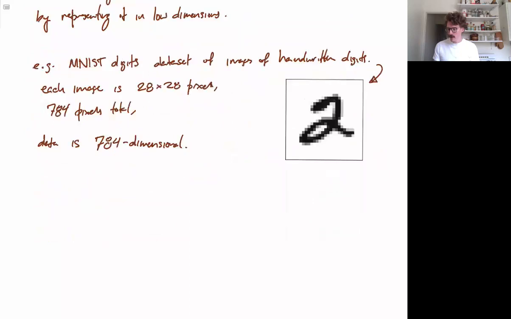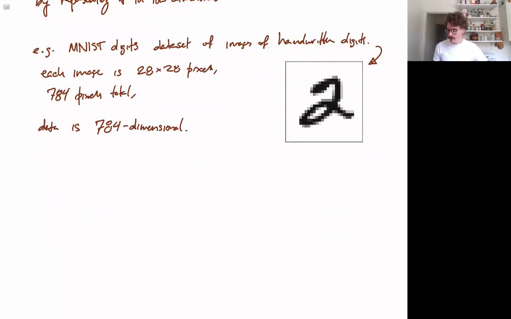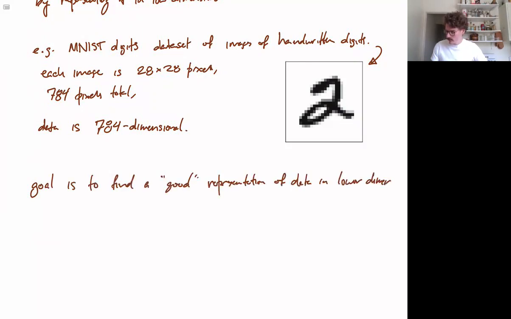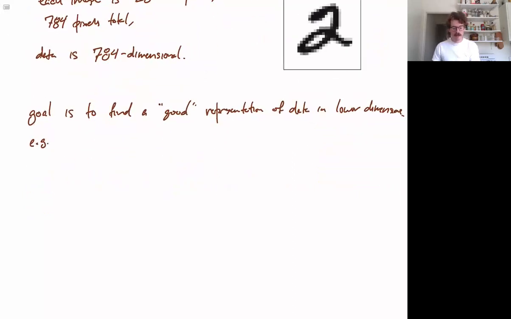So let me give an idea of what I mean by that as well. What does it mean to preserve the structure of the data when you're taking a lower dimensional representation? The goal of dimensionality reduction, let me say it again, is to find, and I'm going to be a little bit vague about what I mean by this, a good representation of data in lower dimensions. Let me try to draw a picture to illustrate what this means. I'm not going to draw a 784-dimensional picture, but I'm going to draw a 3-dimensional picture and then reduce it to 2 dimensions, just to give an idea for what all this might mean.